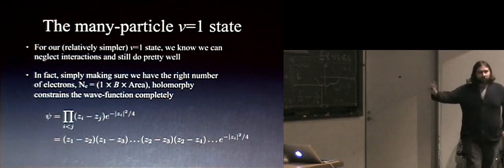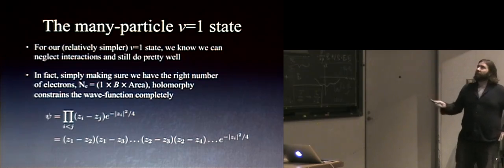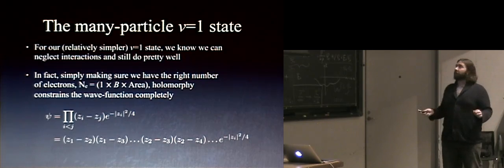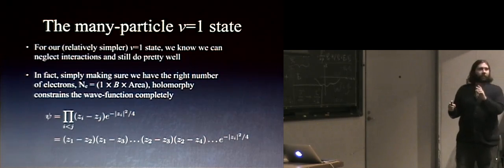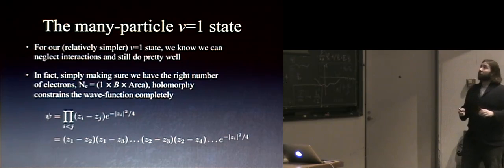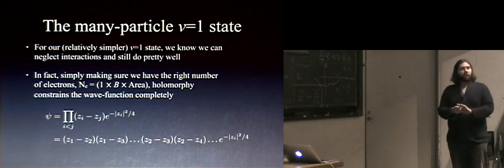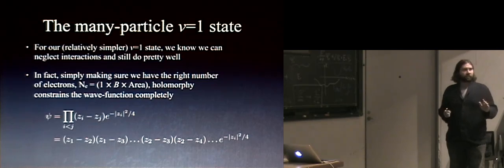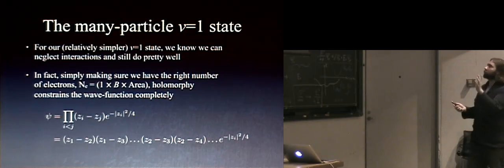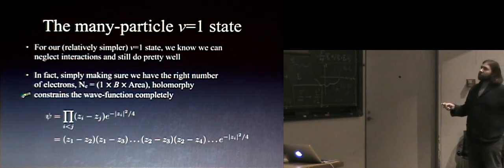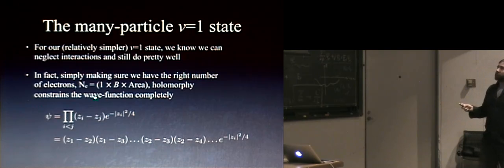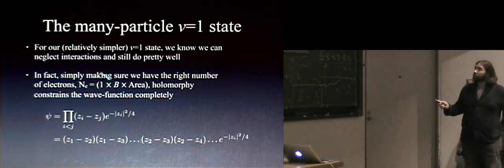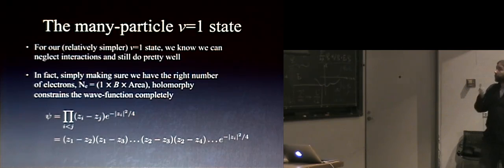So based on just these ideas alone, we can actually write down from that constraint of the holomorphicness and making sure that we have the right number of electrons in the state, that completely fixes what the many particle wave function for that easy nu equals 1 state was. Right? I probably could have told you this last week. There are a couple constraints. I need to make sure that if I ask what's the total charge density of this wave function, I need to make sure that I get 1 times the magnetic field strength times the area, because this 1 here is the thing that tells me that nu equals 1.